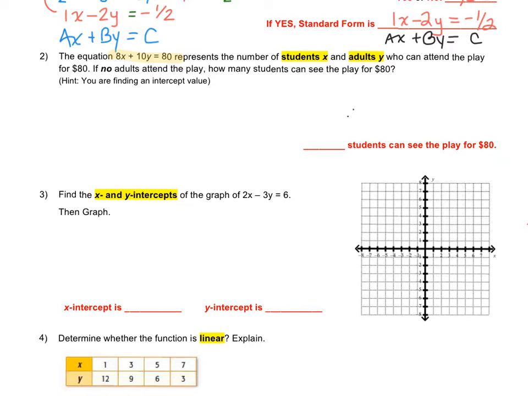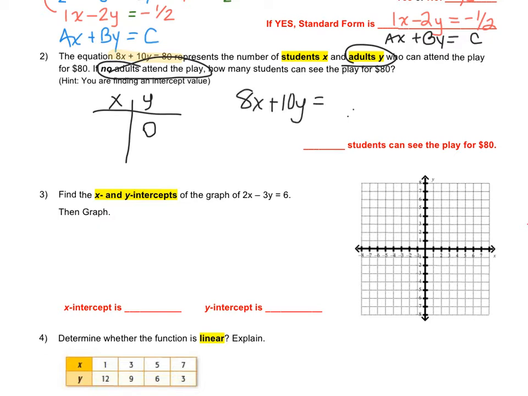All they're asking you to do here is simply put in no adults, which is the y. They want you to put in 0 for y and find out how many students. What is the x value? That's all they're asking for. So if you have the equation 8x plus 10y is equal to 80, and if there's 0 y's, that means 10 times 0 is 0. 8x equals 80, so x is 10. That means you can have 10 students when there's 0 adults. When x is 10, y is 0. That's all that they were asking us.